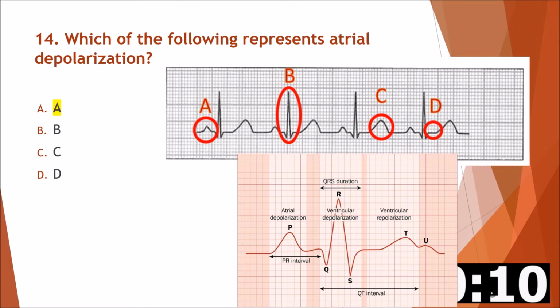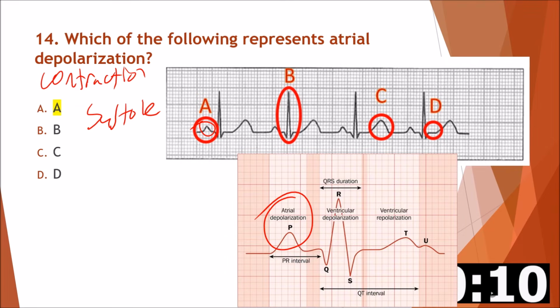All right, so atrial depolarization would be atrial contraction, right? Or atrial systole, and that is A, the P wave. The P wave is atrial depolarization, atrial contraction, atrial systole.